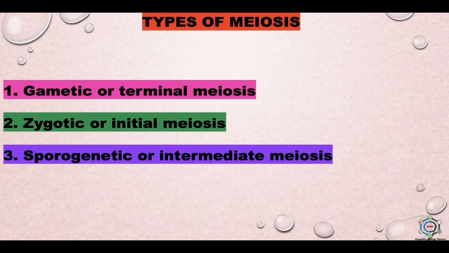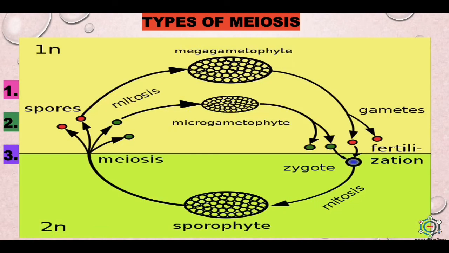And the third is sporogenetic or intermediate meiosis. In this picture, you can see the alternation of generations. In all the higher and some lower plants, gametes are formed by mitosis and meiosis occurs at the time of spore formation. Here, the spore may produce a multicellular haploid gametophytic phase which forms the gametes. The life cycle of plants is diplohaplontic because of having diploid and haploid multicellular phases. So these are the complete types of meiosis.